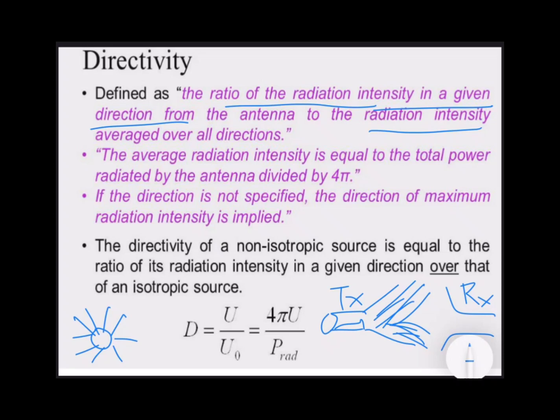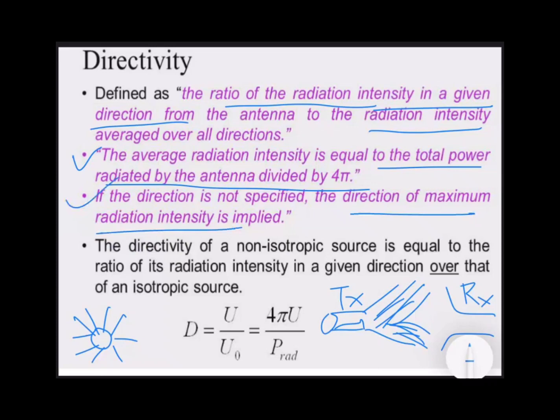That's the reason why directivity is defined as the maximum radiation intensity divided by its average radiation intensity. And the average radiation intensity is always equal to the total power radiated by the antenna divided by 4 pi. And whenever the direction is not specified, then the direction of maximum radiation intensity is always an implied value.